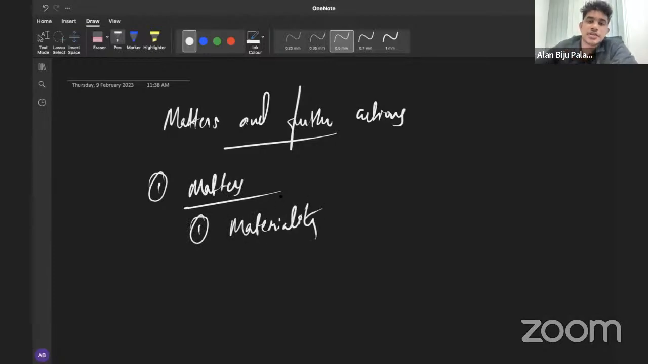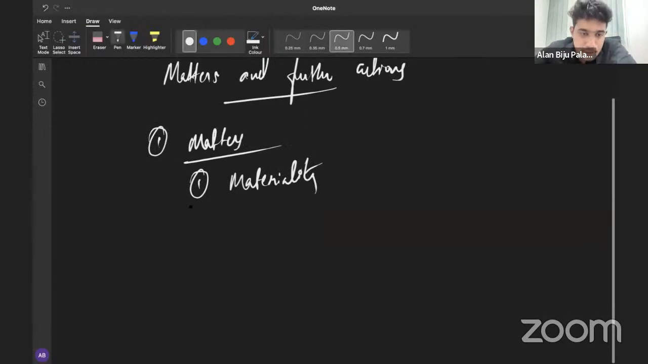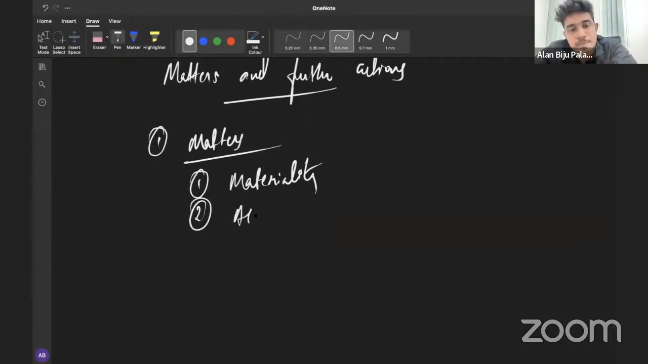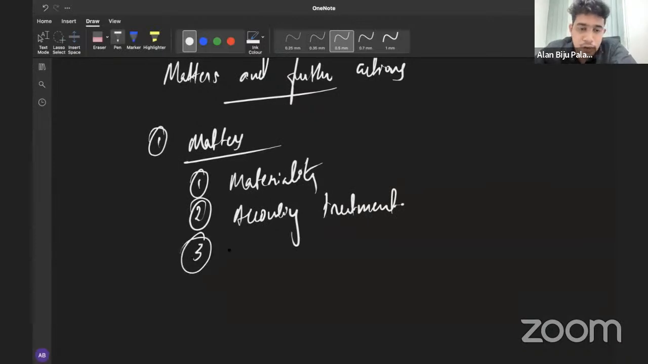The materiality of the issue mentioned there. And second, you have to clearly specify the accounting treatment. So whatever is being required as the accounting treatment should be provided properly. Then you have to provide what went wrong.